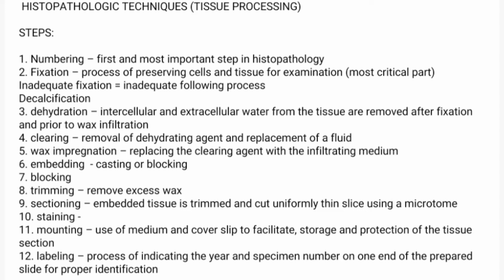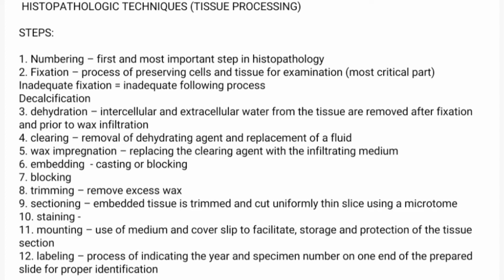And then seven is the blocking. Eight, trimming. This is to remove excess wax. And then nine is sectioning. Embedded tissue is trimmed and cut into uniformly thin slices using a microtome. Ten is staining. Eleven, mounting. Use of medium and cover slip to facilitate storage and protection of the tissue section.